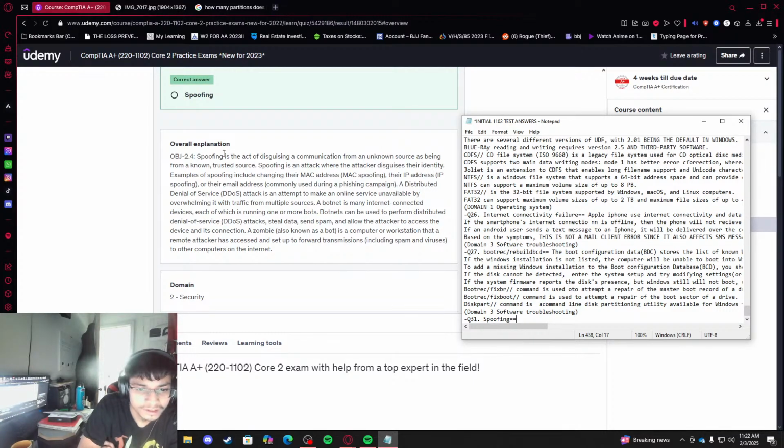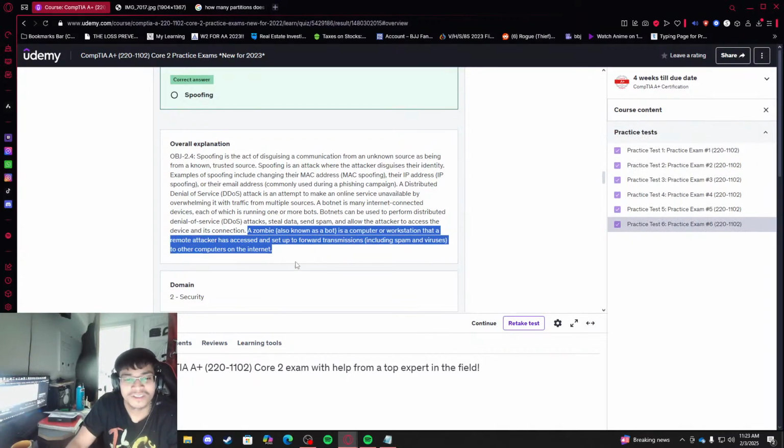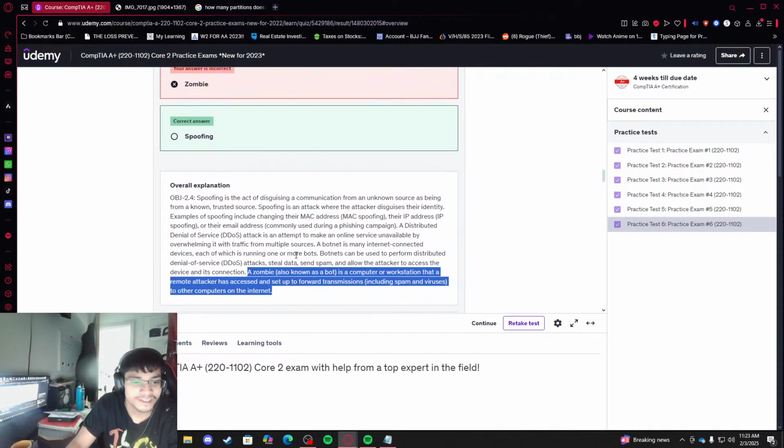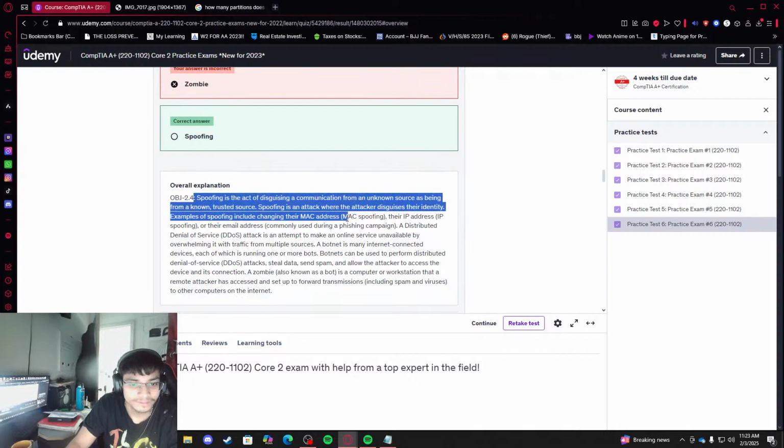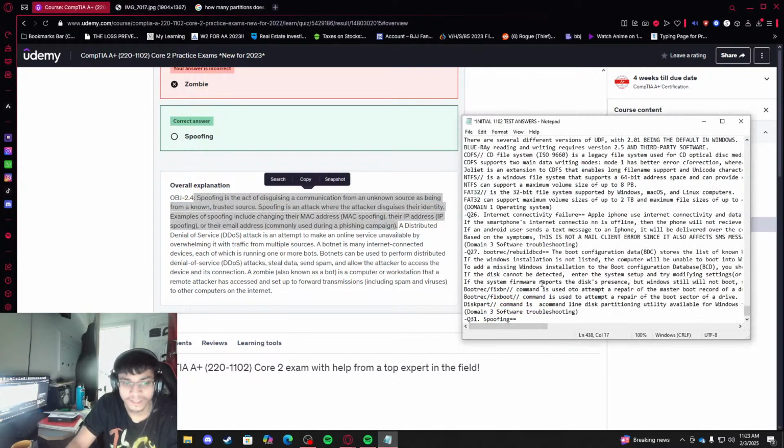A zombie, also known as a bot, is a computer or workstation that a remote attacker has access to and set up to forward transmissions, including spam or viruses, to other computers on the internet. Okay, so this is just like basic malware, really. Just spreading infection. Great.